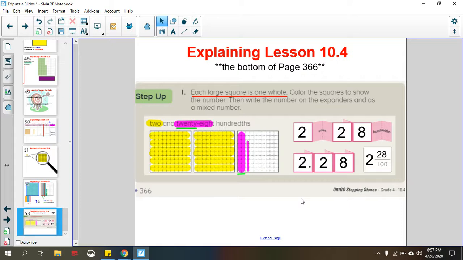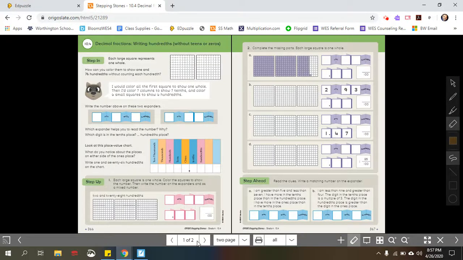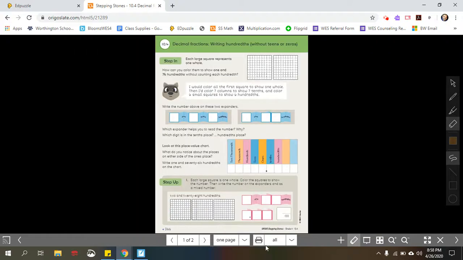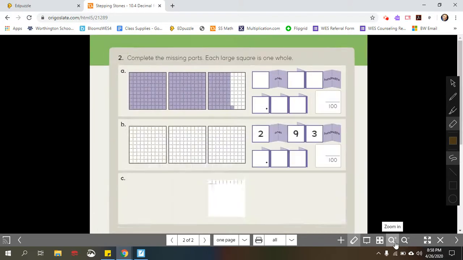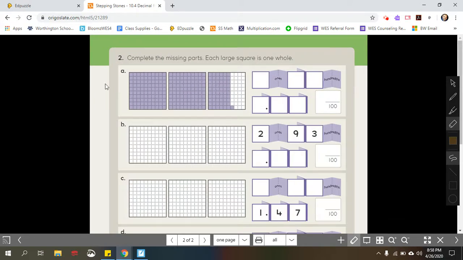Okay, nice work. Keep that in mind, because that's what you're going to be doing on your own in a second. So now I'm going to turn you loose onto page 367 on your own. And your responsibility today is to do step up number 2, and you need to fill in all of these extra parts for A, B, C, and D. So again, if I zoom in here for A for you, they've already shaded in the area model. You have to copy down the missing digits onto your expander and then for your mixed number.